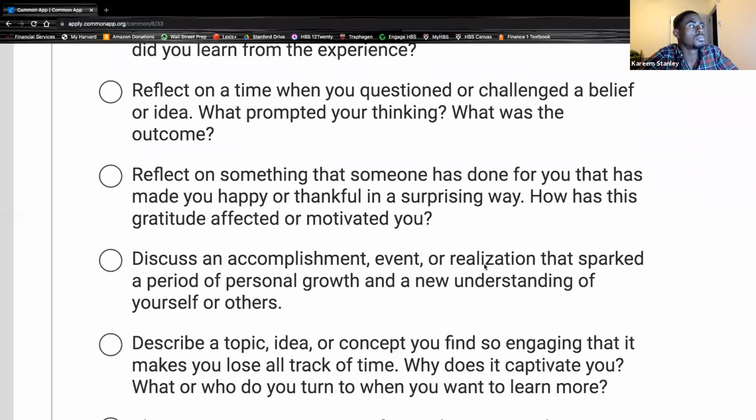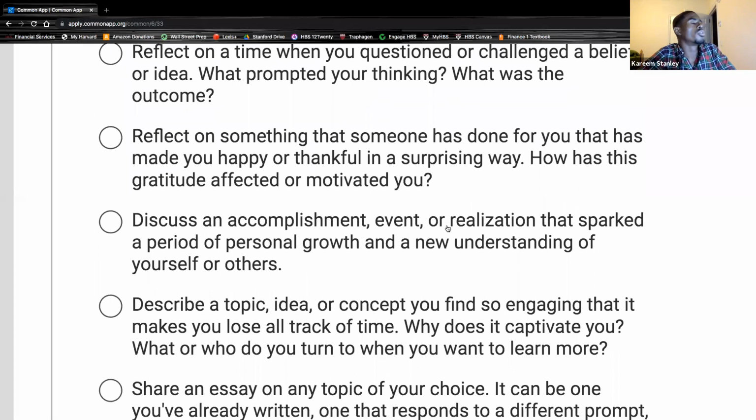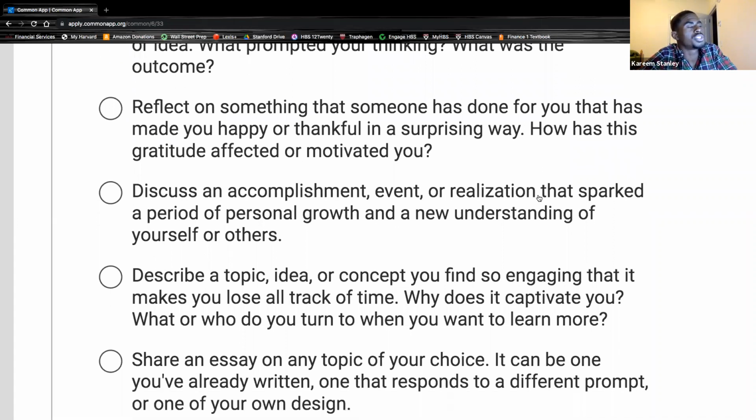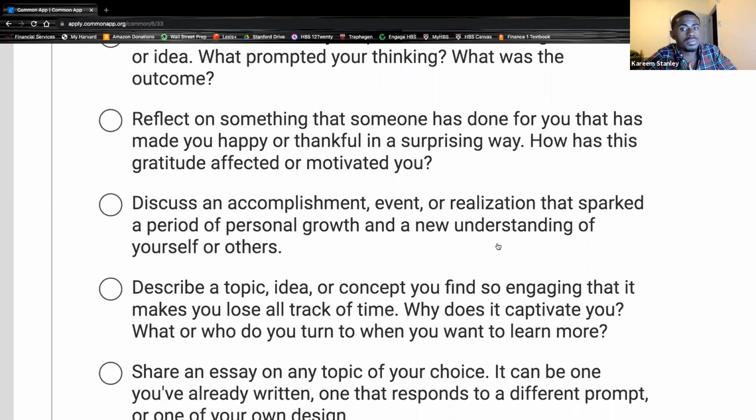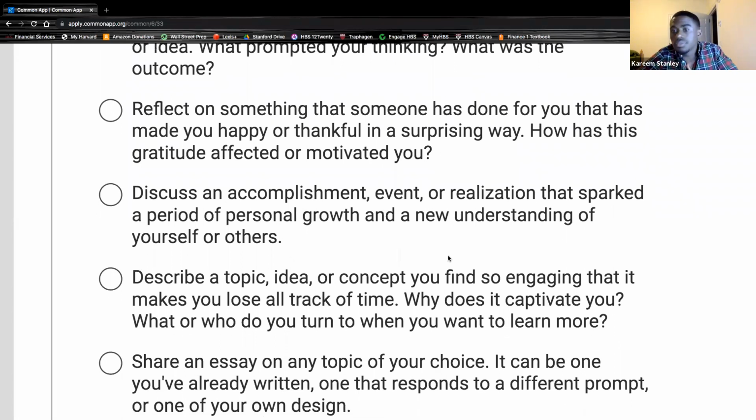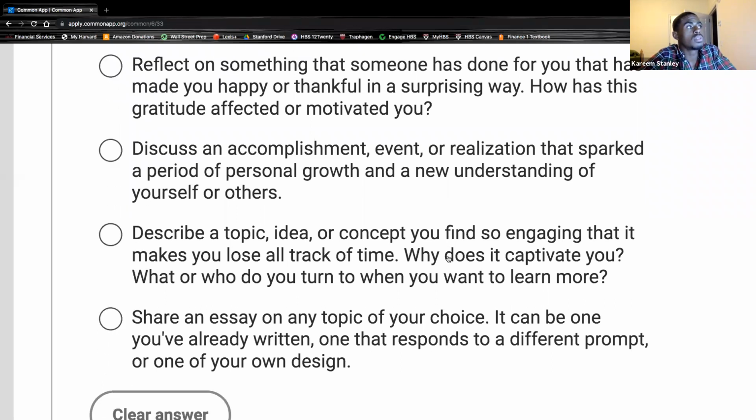Let's move on. Next: reflect on something that someone has done for you that has made you happy or thankful in a surprising way. How has this gratitude affected or motivated you? So I'm going to chime in by saying this is a personal essay. Can everyone repeat after me? Personal essay. It's about you. So don't talk about someone else. This is not a biography. This is not about you writing about, like, Gandhi for 650 words. Please don't do that. This is your personal essay. Do you see how I'm saying this more slowly? It's really important.